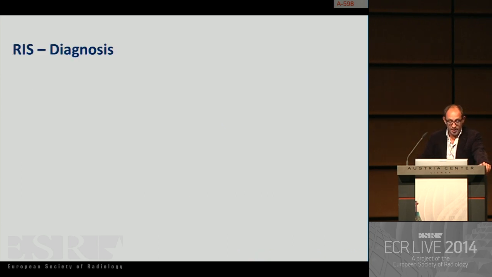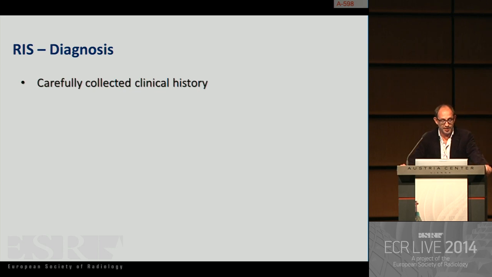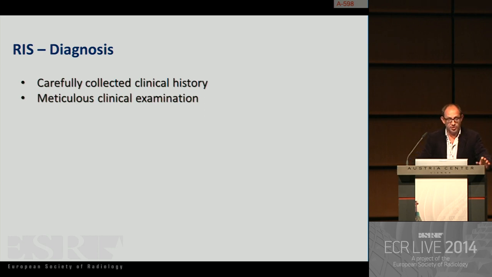demyelination. So this means that to establish a diagnosis of a radiologically isolated syndrome, it is mandatory to collect the clinical history in a careful way. We also have to make a good clinical examination just to exclude the presence of some signs of dysfunction of the central nervous system.